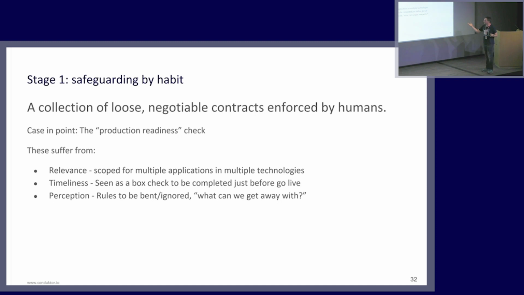The example I use is the production readiness check. Anybody dealt with these? Anybody got production? Yeah, good. I saw some nods there. These are checks that you put in just before you go into production. It's a tick box exercise to say, I've thought about this, I've thought about this, I've thought about this. And they really suffer from 3 main problems.